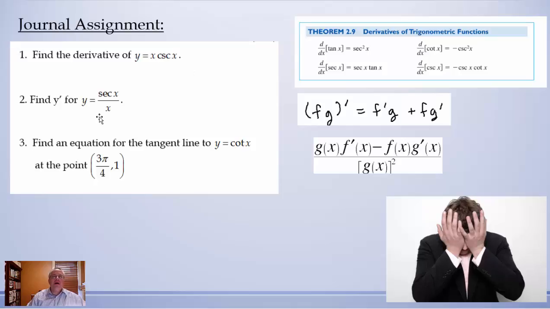Second, find y prime for y equals secant of x over x. That's actually a reciprocal of the one we just did. So it's going to be a little bit different than the example, but just use the quotient rule. Then, find an equation for the tangent line to y equals cotangent x at the point 3 pi over 4 comma 1. You'll probably, at some point, need to look up cosecant on your TI-89 to do that.